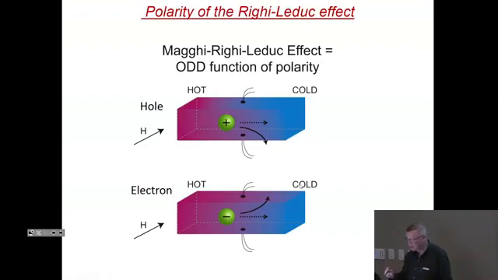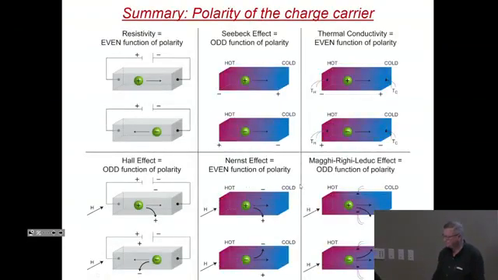It's the entropy that matters. So here we have more entropy on the bottom side, and here we have more entropy on the top side. So this time, we have an odd function of polarity. And so I summarize that here.